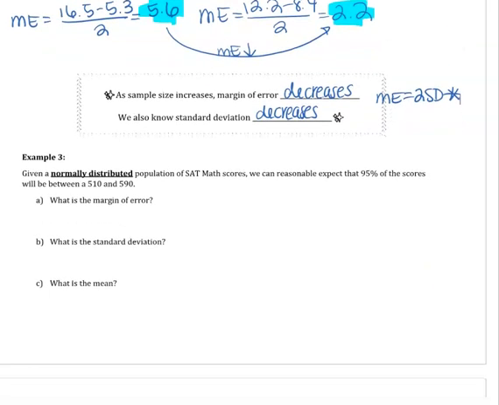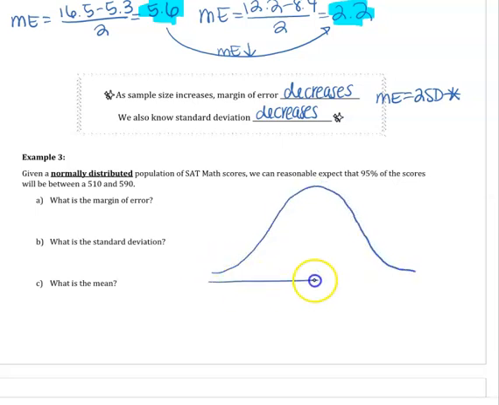Okay, example 3. Given a normally distributed population of SAT math scores, we can reasonably expect that 95% of scores would be between a 510 and a 590. All right, so here's your bell curve. Here's your center right here. Based on what they're telling me, my low end here would be a 510. My high end is a 590.